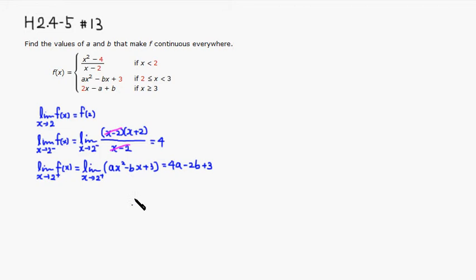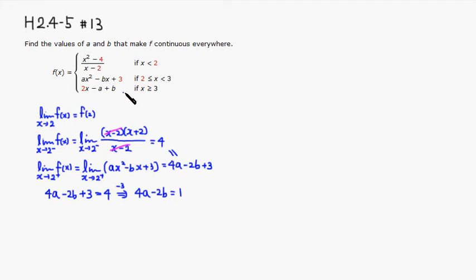Right? Then we just have to make sure that these two values are equal to each other so that the limit at x equals 2 exists. Right? So we have this equation: 4a minus 2b plus 3 equals 4, right? Then I'll just go ahead and subtract 3 from both sides of the equation. So we have 4a minus 2b is equal to 1. So we get one equation involving a and b, right?